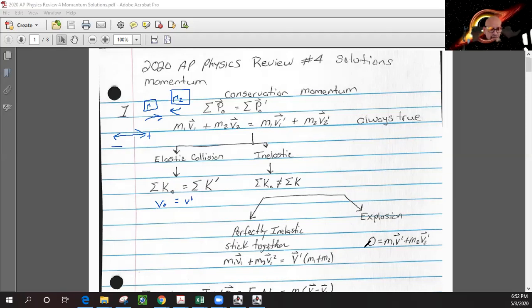In an explosion, you have zero momentum before, with something together like this, and afterwards it breaks apart. This object goes that way, and this object goes that way. It blows up, so this would be an explosion. These are some things we want to remember, in case we forgot. This is always true.